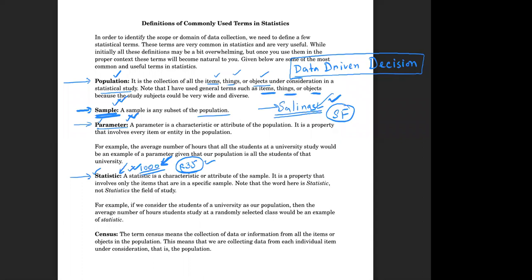And you could take many, many samples from the city of Salinas, right? Each of these samples would have a property, and that property would be a statistic.